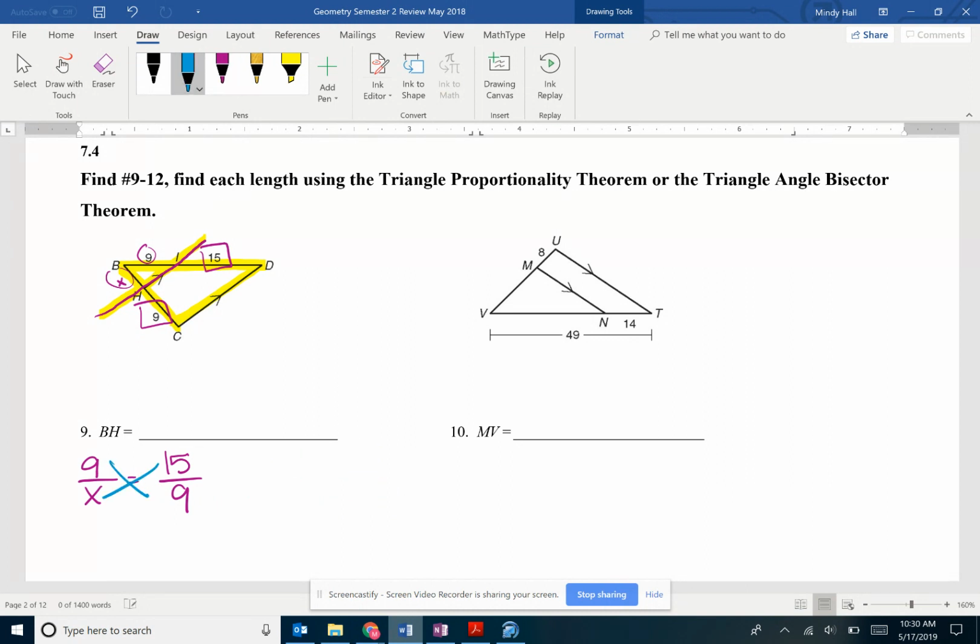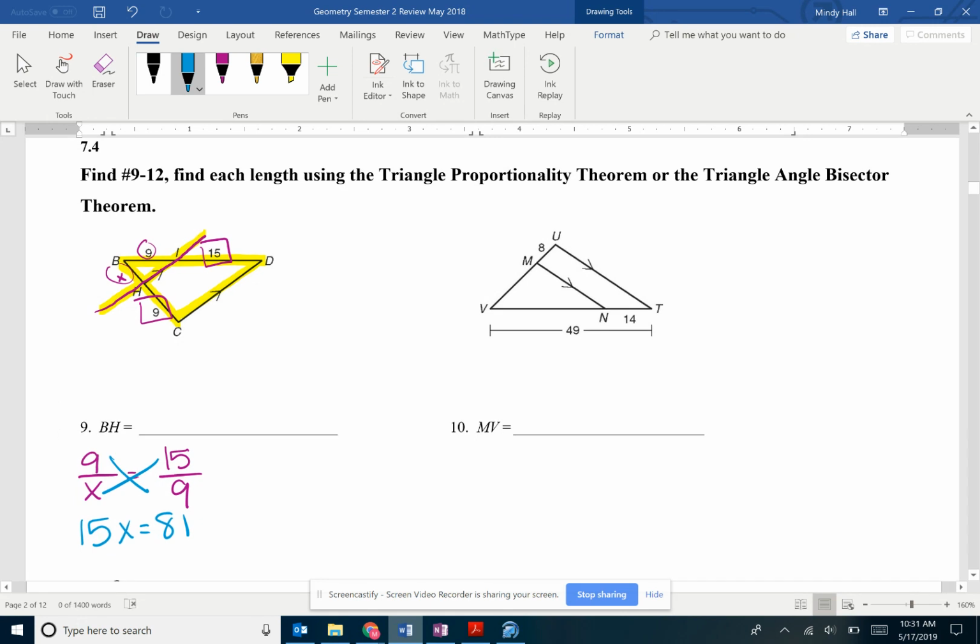So we have to cross multiply. We would have 15x equals 81. Then to finish this, when we divide by 15, 81 divided by 15 is 5.4. BH is our x value, so we just write 5.4 units.